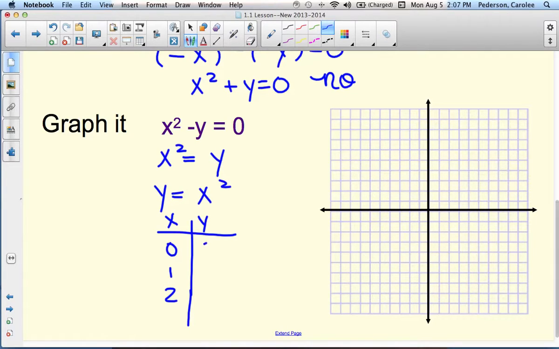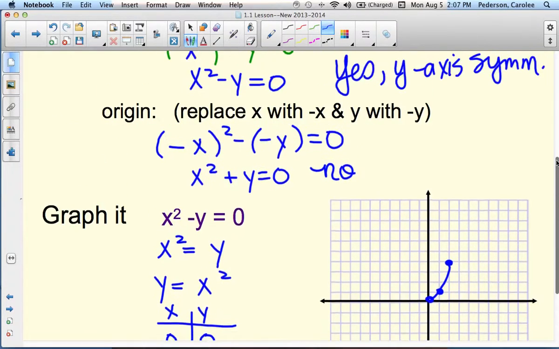So 0 times 0 is 0. Plug in 1 in for x. 1 times 1 is 1. Plug in 2 in for x, and we get 4. Let's just graph those three ordered pairs first: (0, 0), (1, 1), (2, 4). It looks like that.